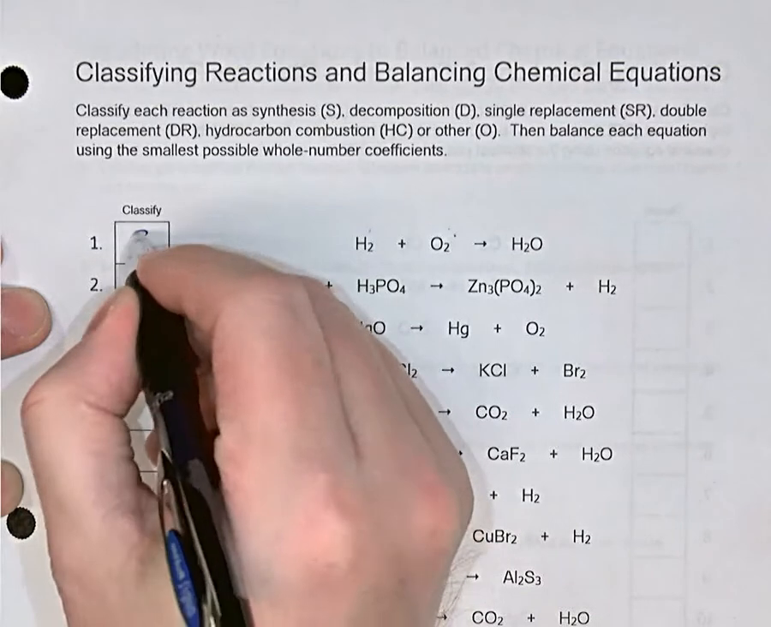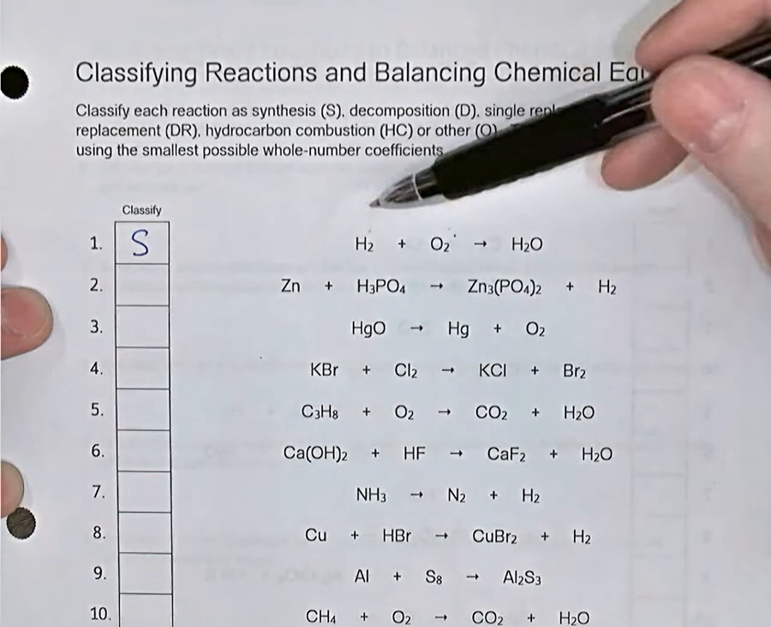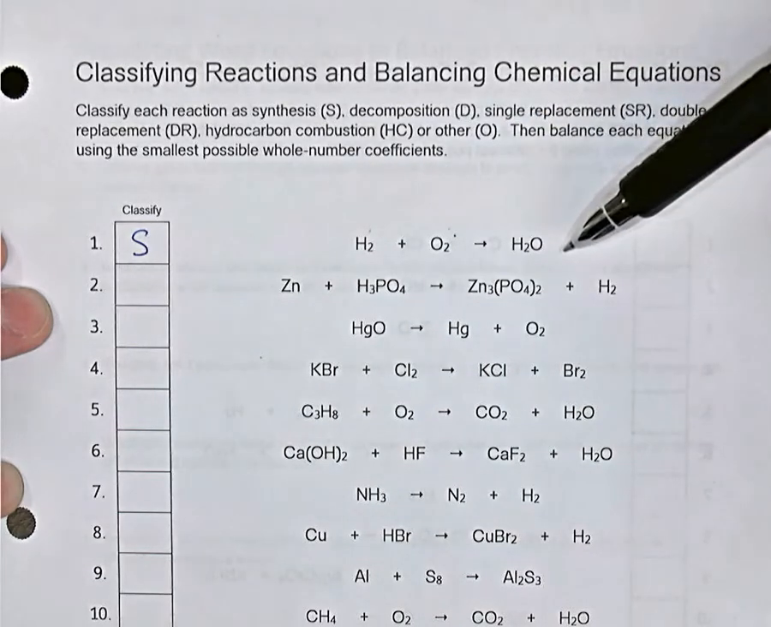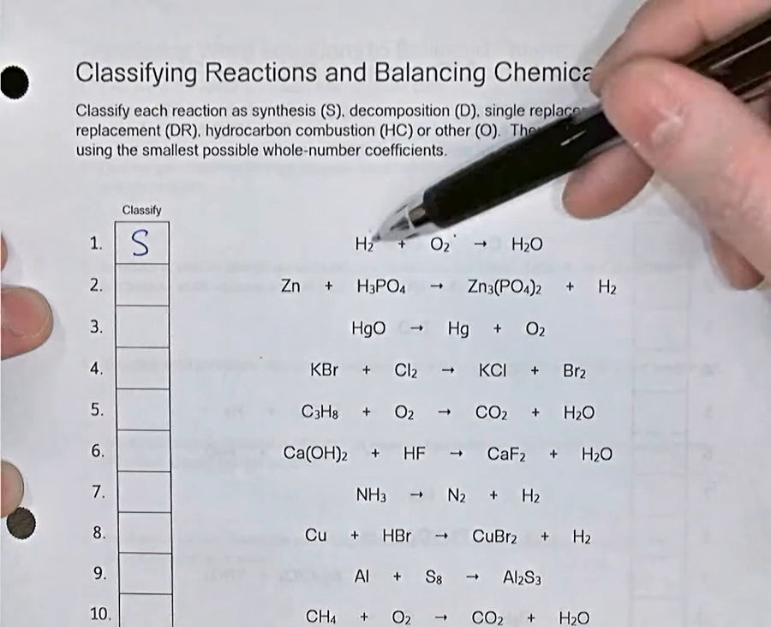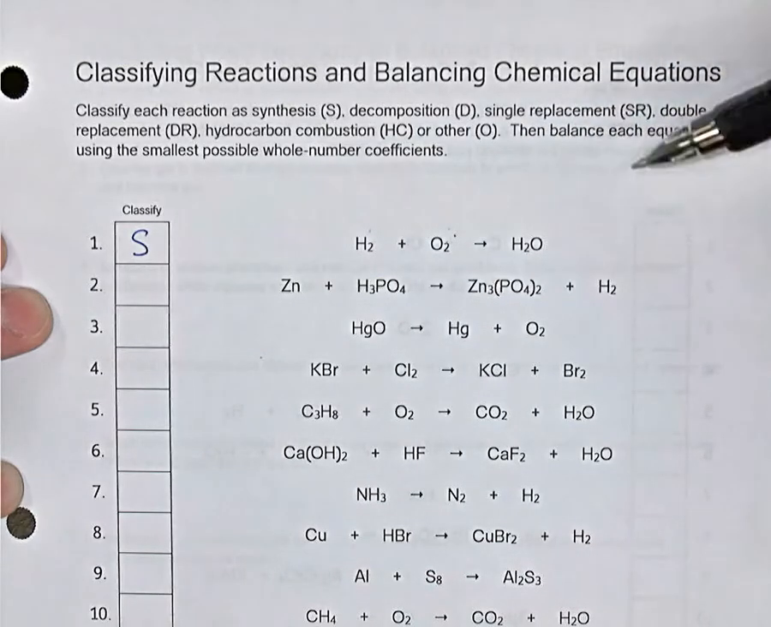So I'm going to call this S for synthesis. Now another name for this, because it's a synthesis, you could also call it composition, or in this case, because the reactants are elements combining to make a product, you could call it a simple composition reaction. Some teachers will use that term. I'm going to just call it a synthesis reaction.